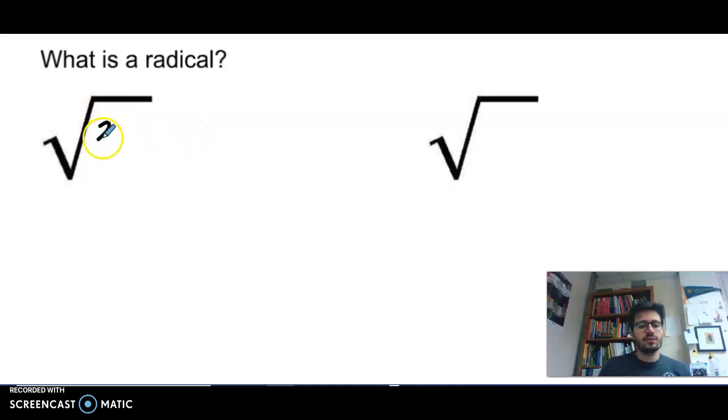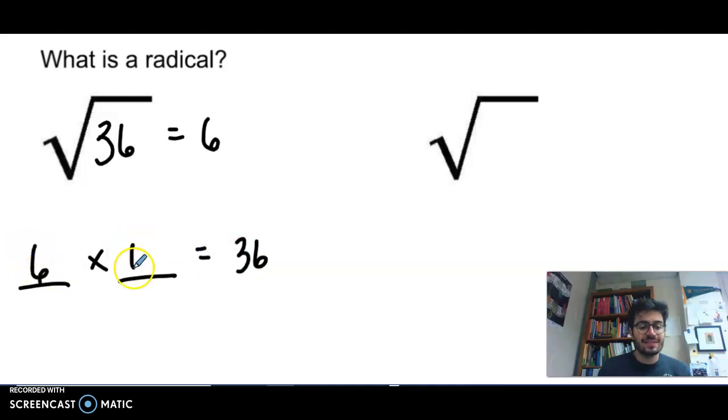So we looked at something like the square root of 36 and we know this is 6. Why? A square root is looking for the number that you multiply by itself to give you 36. Well, 6 times 6 is 36, so that's why the answer is 6.